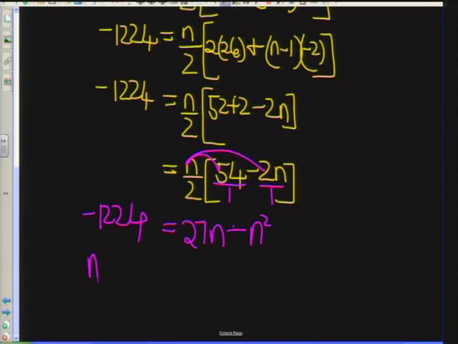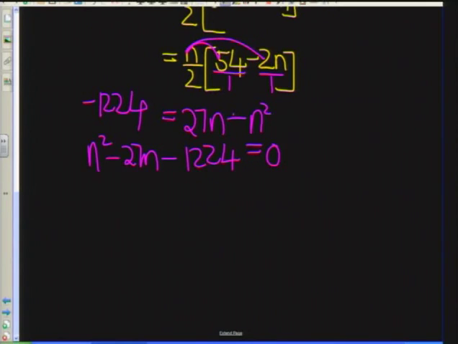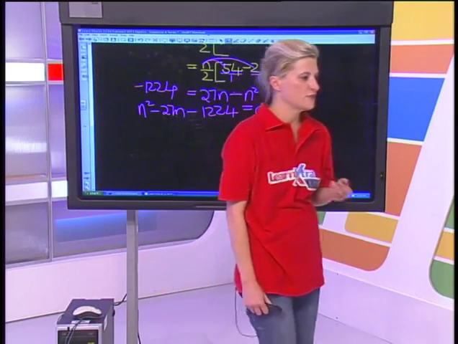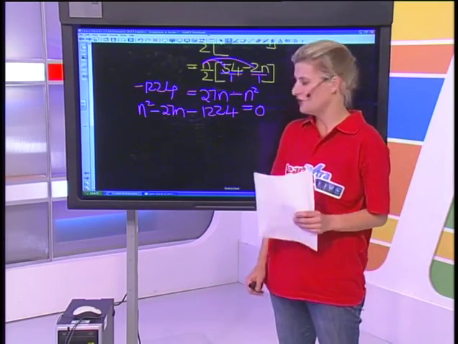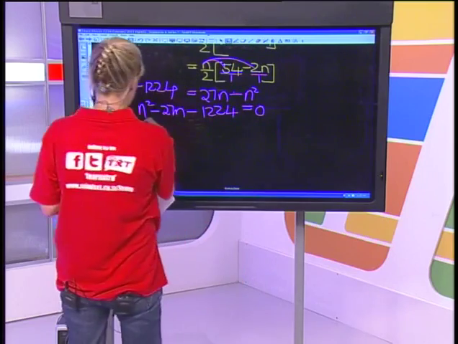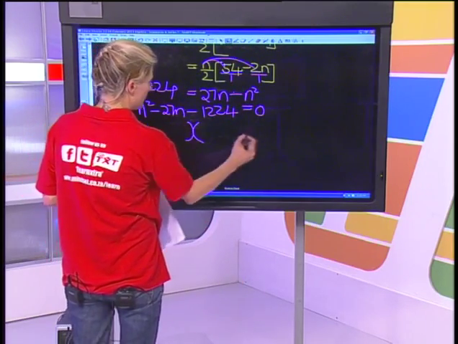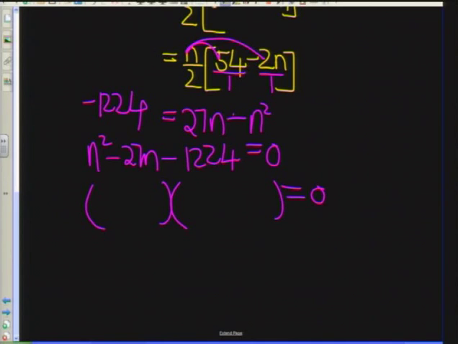Right, so I'm going to multiply out until I get my solutions here. It's going to be n squared minus 27n minus 1,224 equal to 0. Now, guys, this is a bit of a difficult quadratic to solve. I'm not that well versed on the factors of 1,224. But what can you do? You can, of course, use the quadratic formula. But just to save us a little bit of time, I've gone and looked it up for us. So it's n minus 51 and n plus 24.